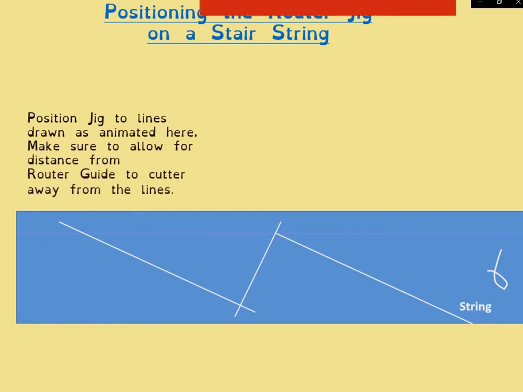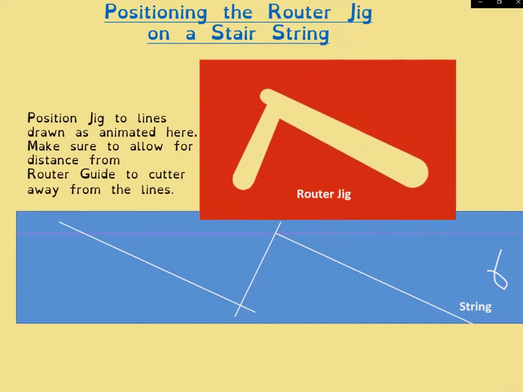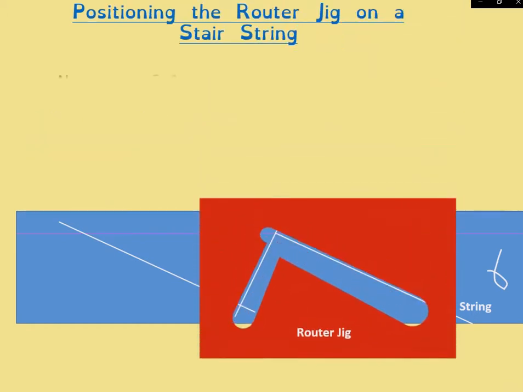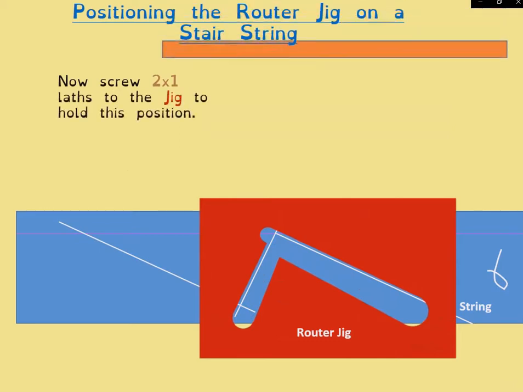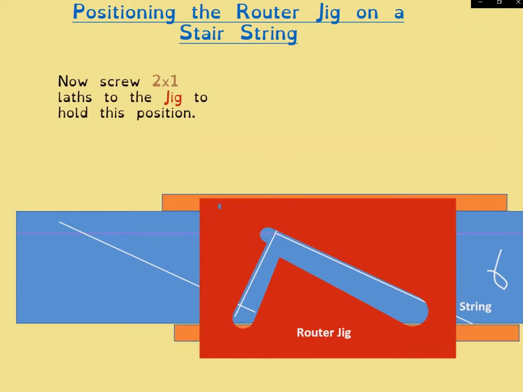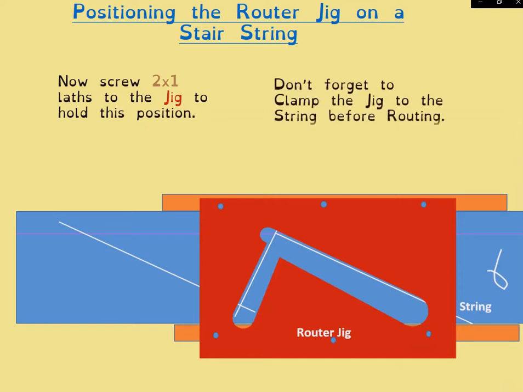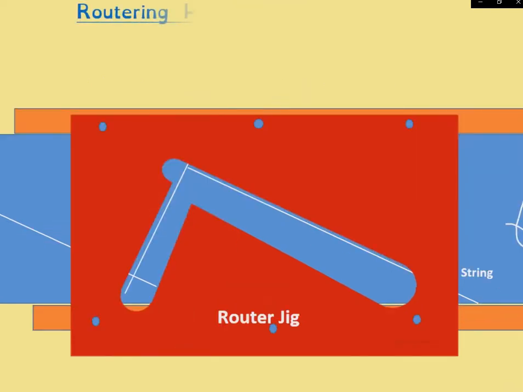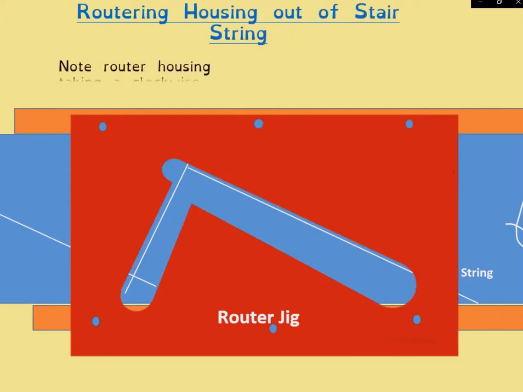And of course, there's a distance between the cutter and the guide that you have to be aware of. So you'd run it off on a sample piece of timber first to see what that distance is. Then you put your 2x1 laths or something similar just to hold that position and hold that angle. Obviously, this jig will do for any angle of stairs, regardless of what the rise or going is. Remember that always. Some people might think that you have to make a separate jig for separate stairs. No, you don't. It's just the tilt of the jig that changes.